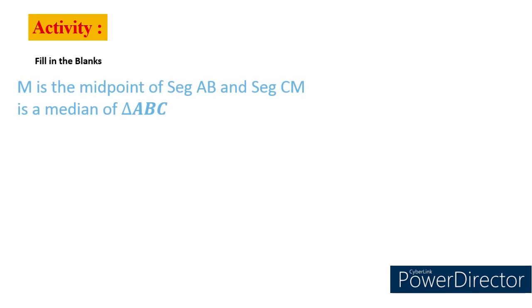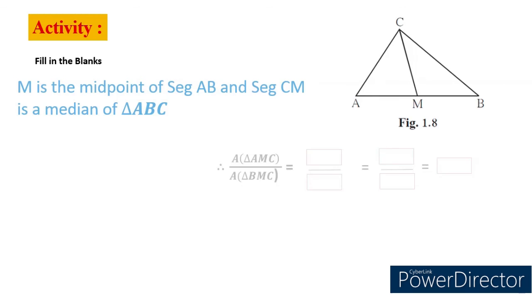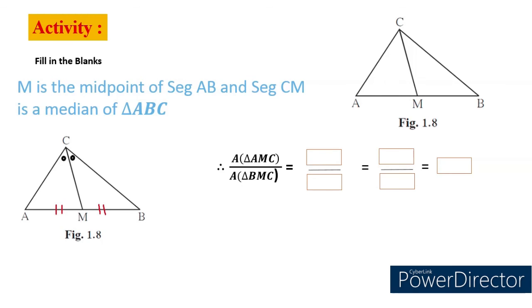Next activity will be, suppose in the given triangle M is the midpoint of segment AB and segment CM is the median of triangle ABC. Okay, so we are going to find the ratio of triangle AMC divided by BMC. As we know, the median divides the base into equal parts. So AM is equal to MB.